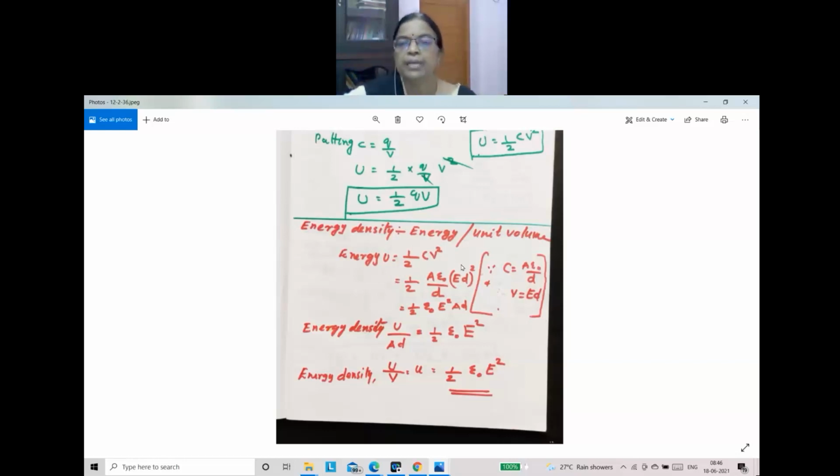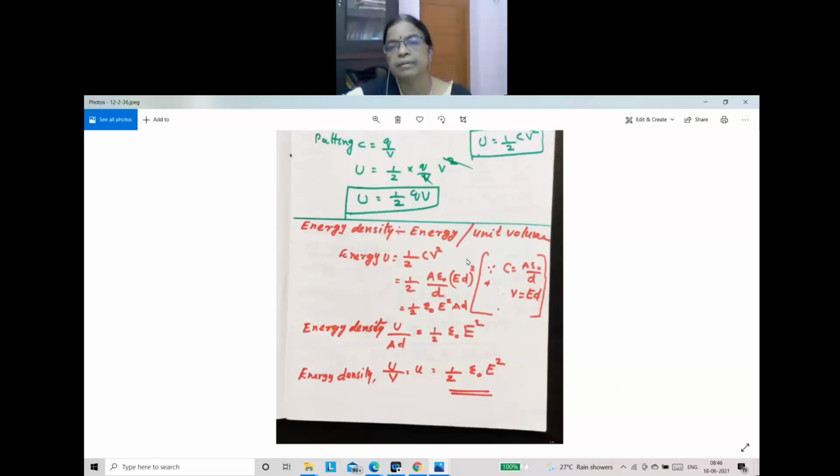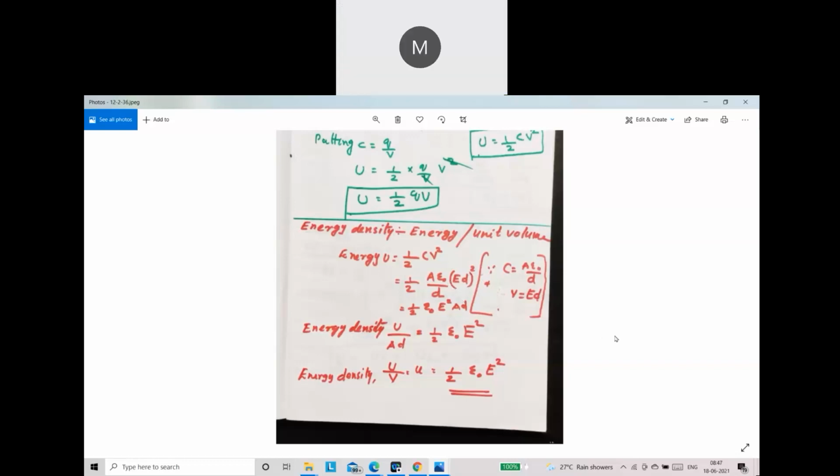Like that, remembering one formula also I told you, remember? V equal to E into D. Children, do you remember? No answer. Yes, that is a very important relation. V equal to E into D. Energy, capacitance, you should know all the formulas. Then only you can substitute it here, children. Okay.